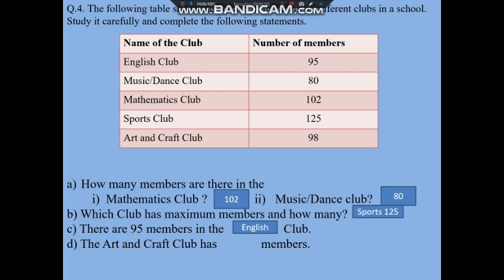The same way, there are 95 members in one club. Which club is that? That is English. And the last, the art and craft club has some members. How many members are there? 98. So students, in this way you have to read the table carefully and you have to answer the following questions.